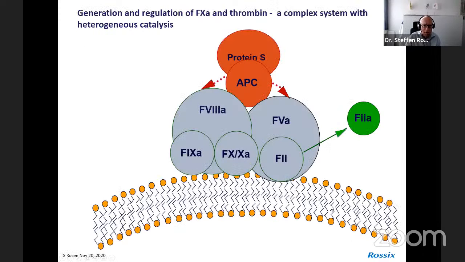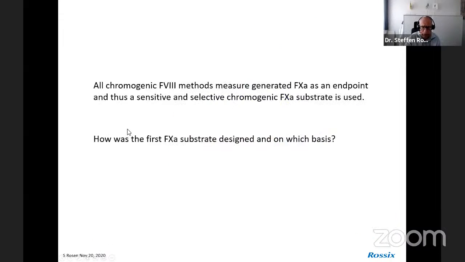Now, in vivo, generation and regulation of factor Xa and thrombin is a complex system with heterogeneous catalysis. It's very beautiful. And the catalysis occurs on the surface of activated platelets. The role of factor VIII is as a cofactor to IXa for the intrinsic generation of factor Xa. So, all chromogenic factor VIII methods measure generated Xa as an endpoint, and thus a sensitive and selective chromogenic Xa substrate is used. So how was the first Xa substrate designed and on which basis?